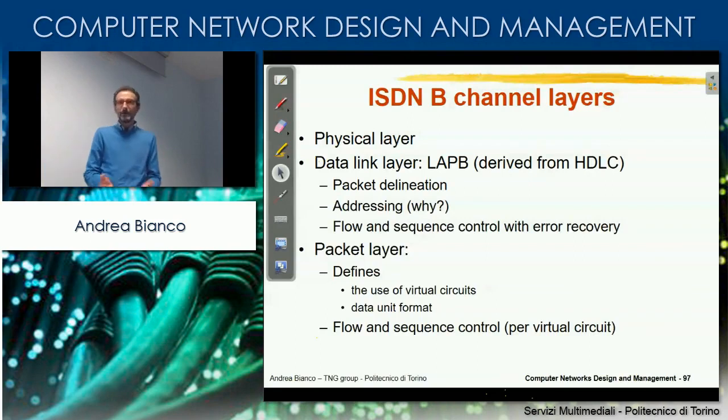Sequence control, it's clear. Error recovery, I'm detecting an error, I drop the packet, and somehow I need to retransmit it to get it through, okay? These are the three functions besides packet delineation we used to have in layer 2. And then we have addressing, I will come in a moment to why we need it. It's not so important from our perspective, actually.